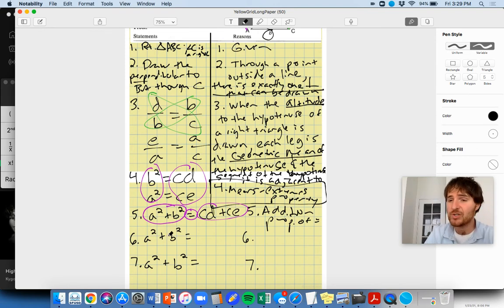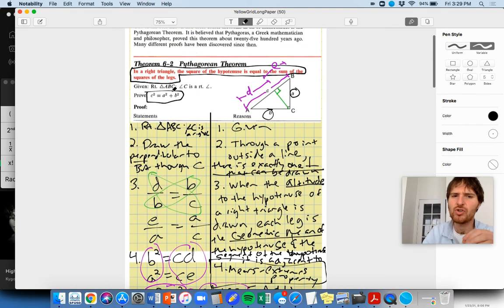Cool. So now I've got A squared plus B squared. That's fantastic. Why? Because I have A squared and B squared on one side of an equal sign, and I want to get C squared on the other side. So now we've got to do some work.